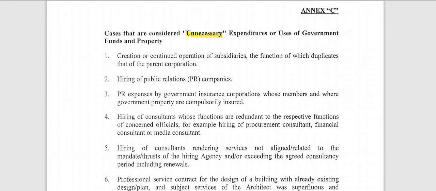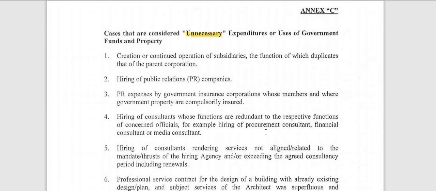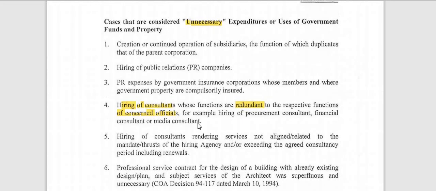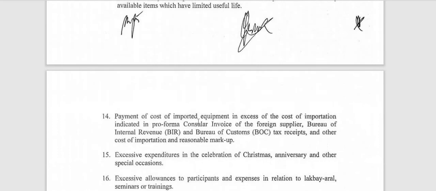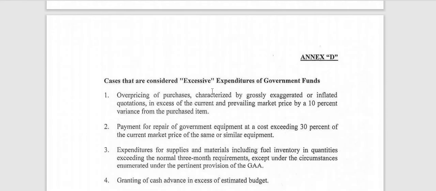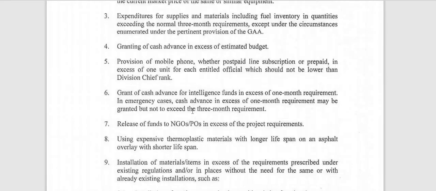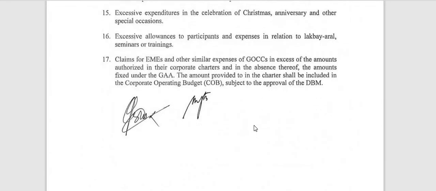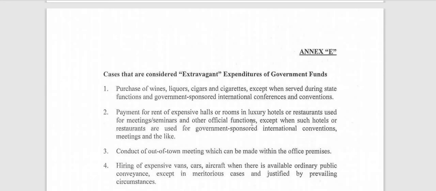Unnecessary, for example, is when you hire a consultant when there is already a hired official or employee of the government concerned. It would be redundant to hire a consultant, so it is no longer necessary to hire one. Those are the examples. Then excessive, these are the examples, and then extravagant.